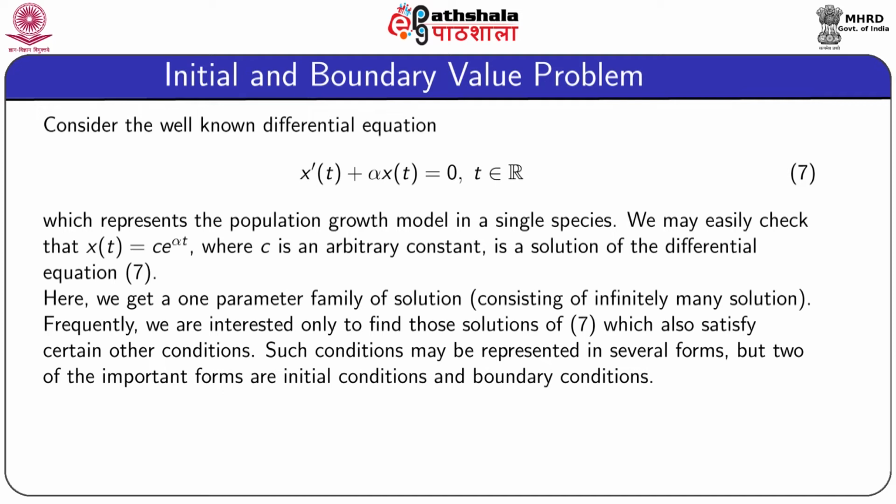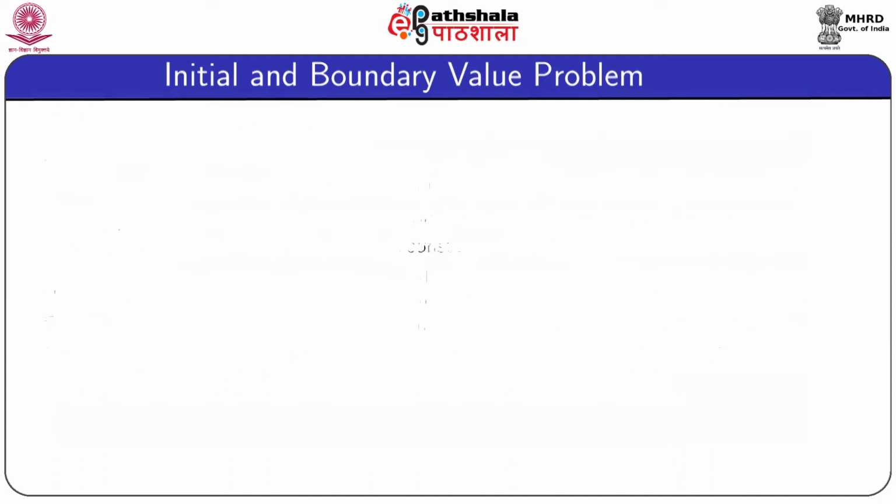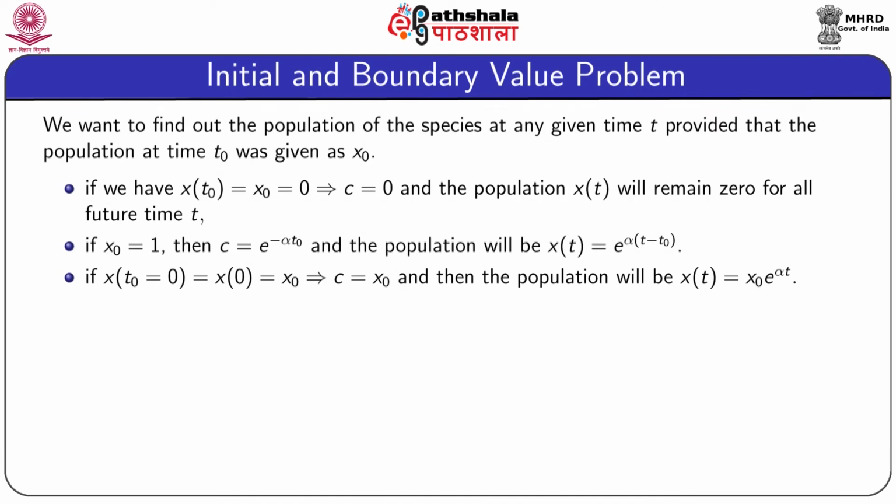Here we get a one parameter family of solutions which consists of infinitely many solutions, and we are interested only in those solutions of 7 which also satisfy certain other conditions. Such conditions may be represented in several forms, and two of the forms are initial conditions and boundary conditions. Say we want to find out the population of the species at any given time t, provided the population at time t0 was given as x0.